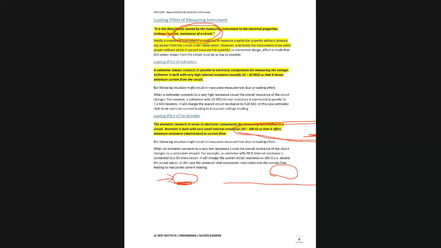So that is what loading effect sometimes happens if you are using a voltmeter on a circuit with very large resistance. We should take care that the voltmeter resistance should be at least 10 times higher than the circuit resistance which you are measuring. So this was one example of the loading effect of a voltmeter.